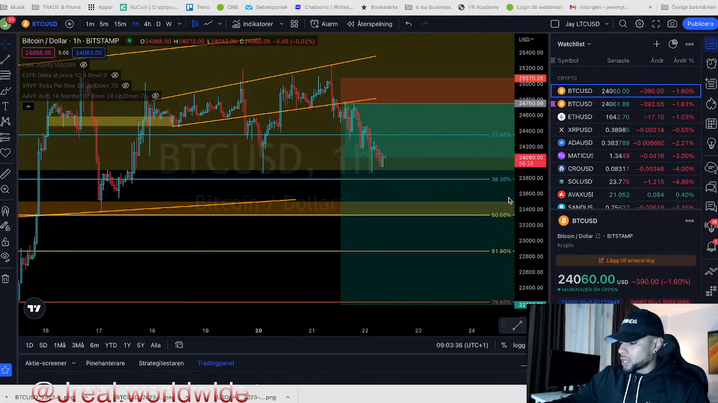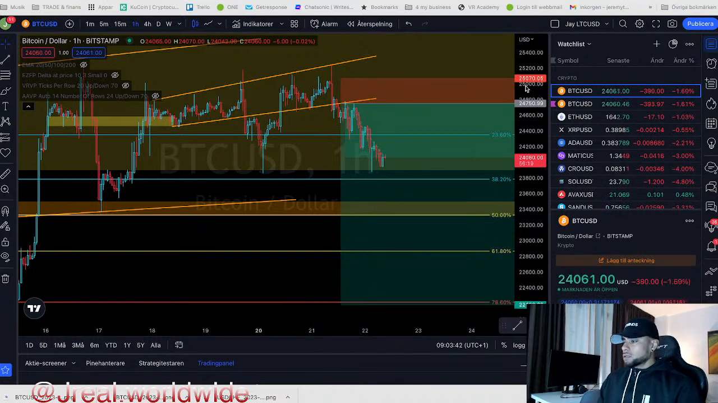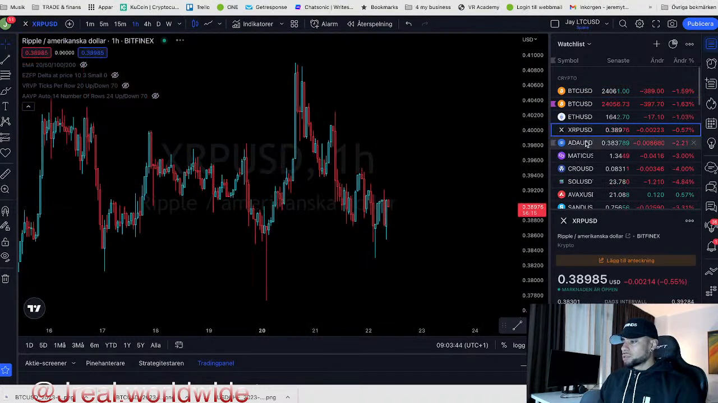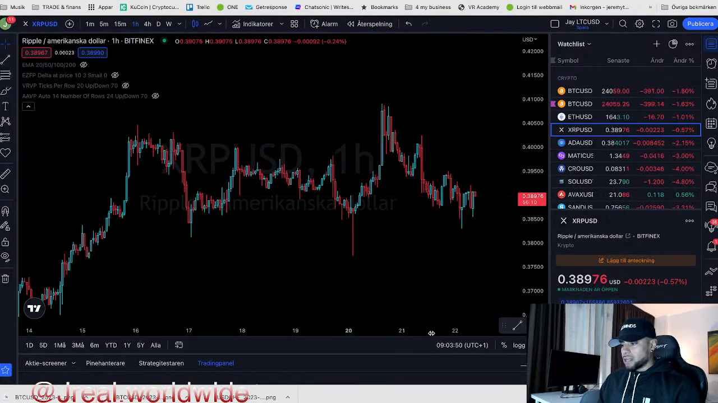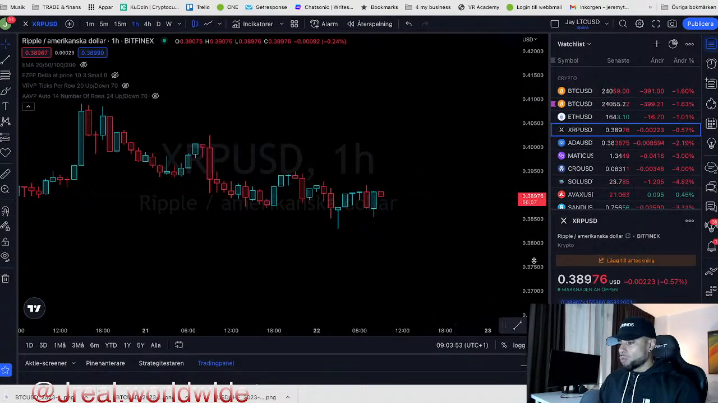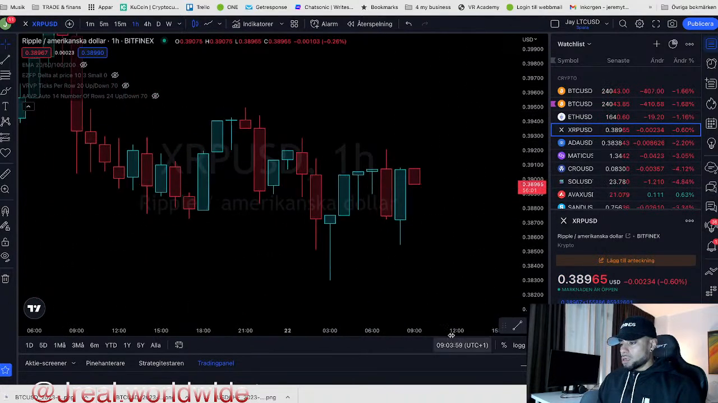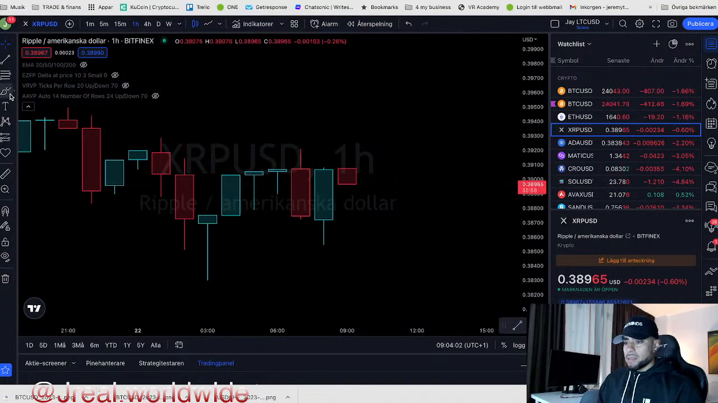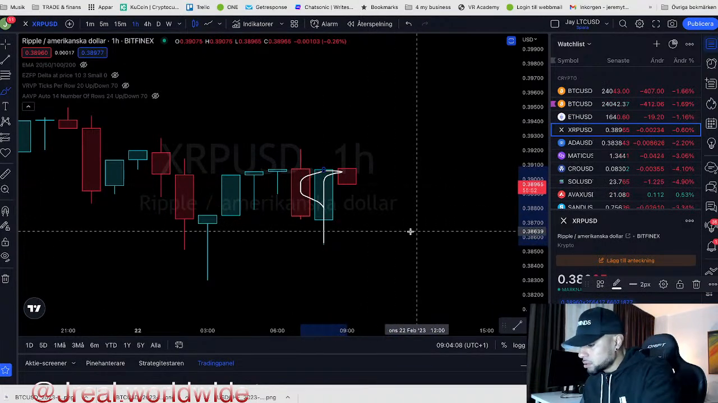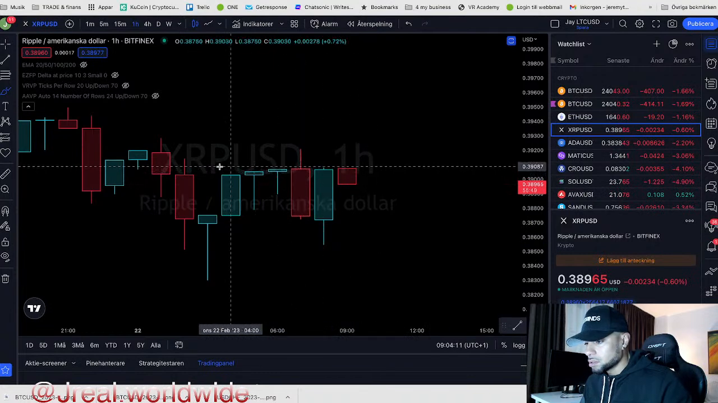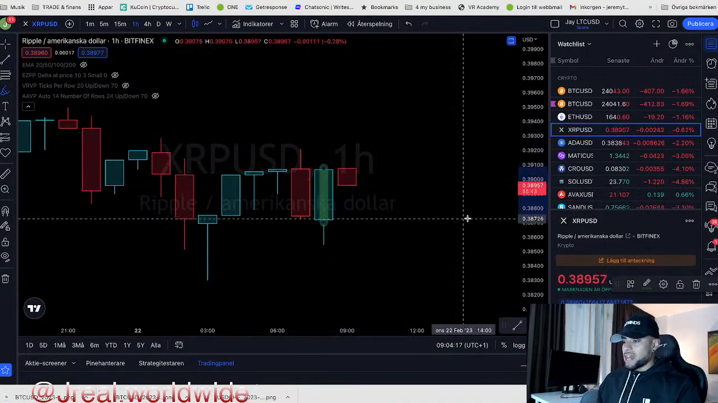What are candles in trading? Candlesticks, that's what it's called. Let's go into the XRP chart because it's more clean, and let's look at it. All right, cool. So what is a candle? What you see in here, this is a candle. All right. So this here, candle. All right.